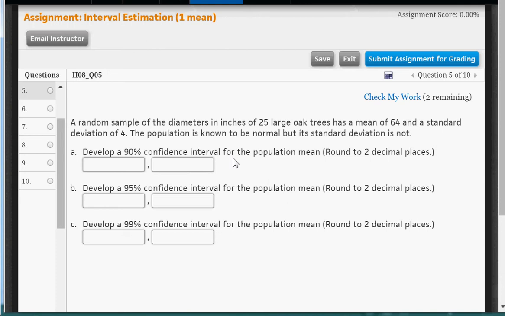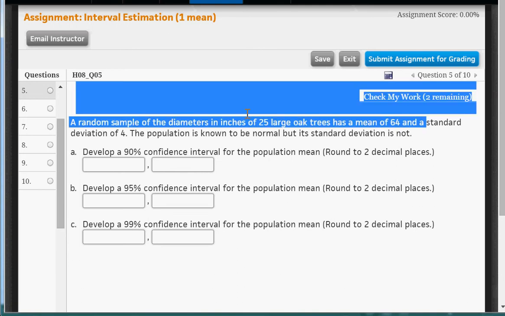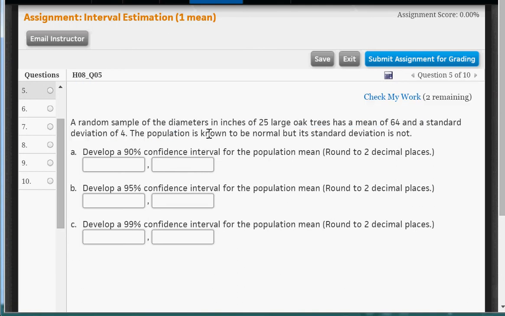But in this one, it's a mean confidence interval because I have a random sample of 25 oak trees, so that's n equal 25. That gives a mean of 64 and a standard deviation of 4. Why is this a sigma unknown case? Does anybody know? What is sigma?